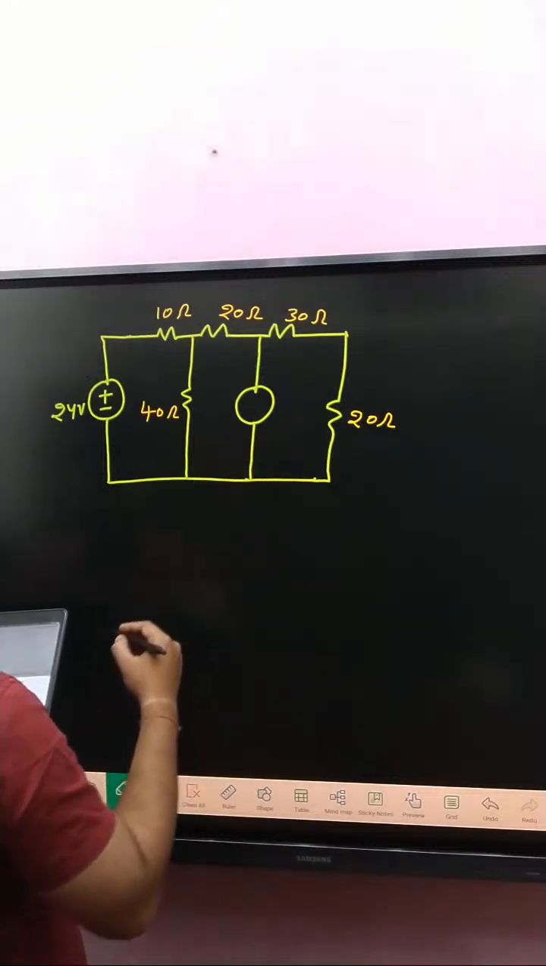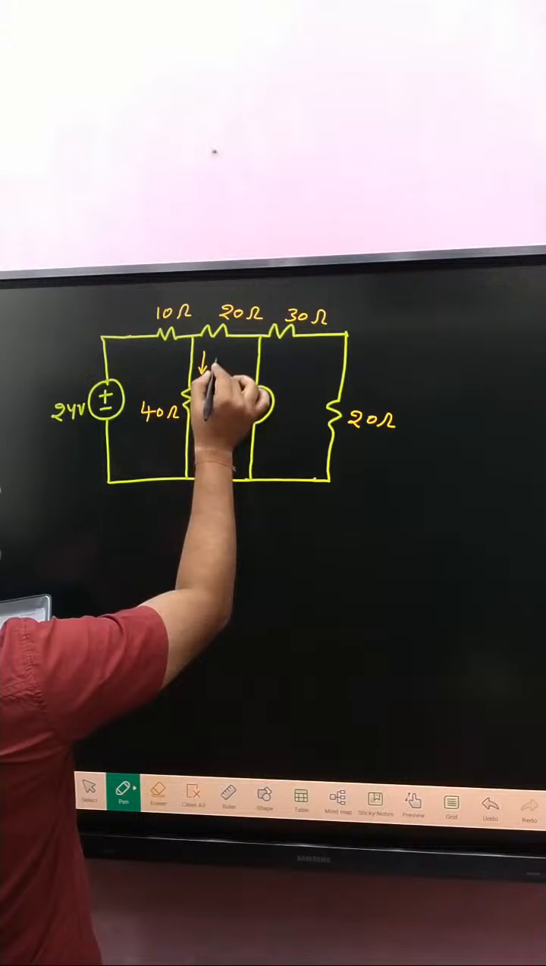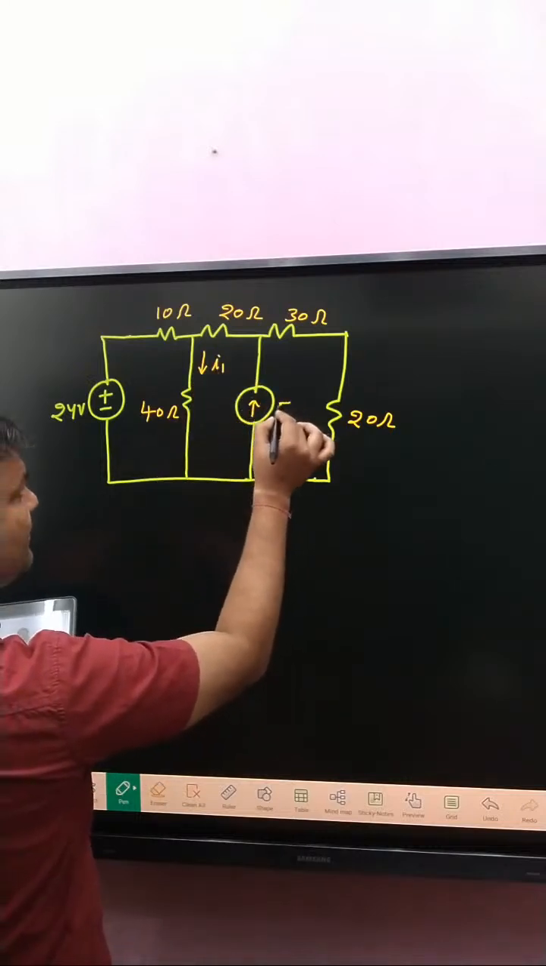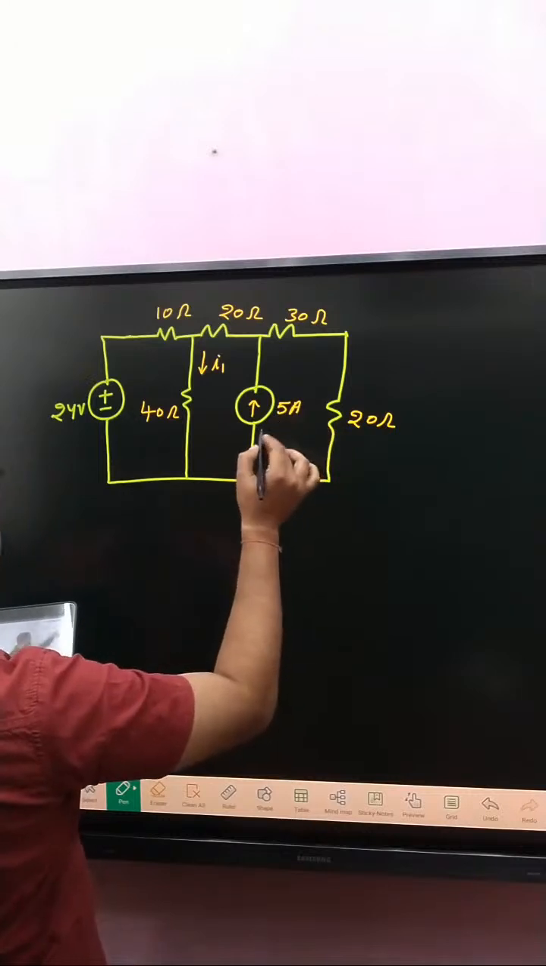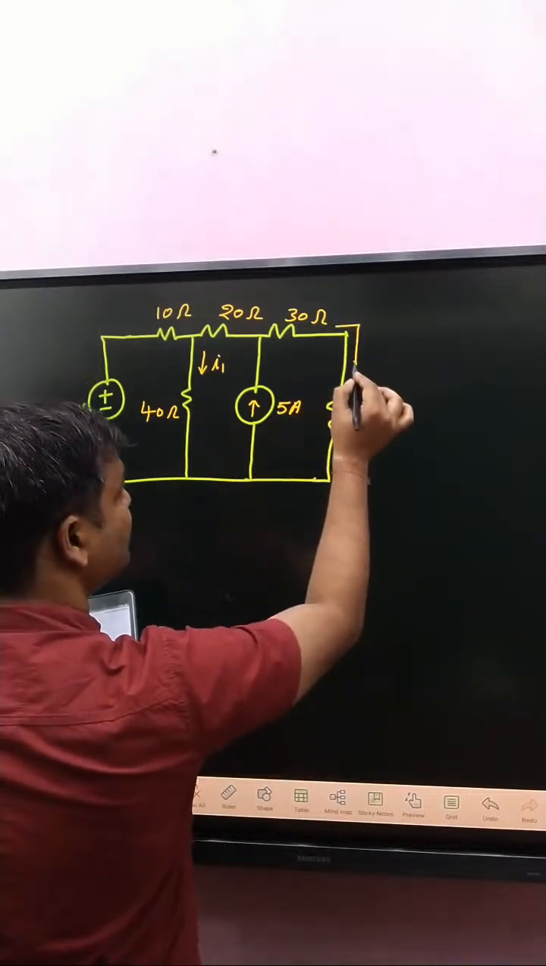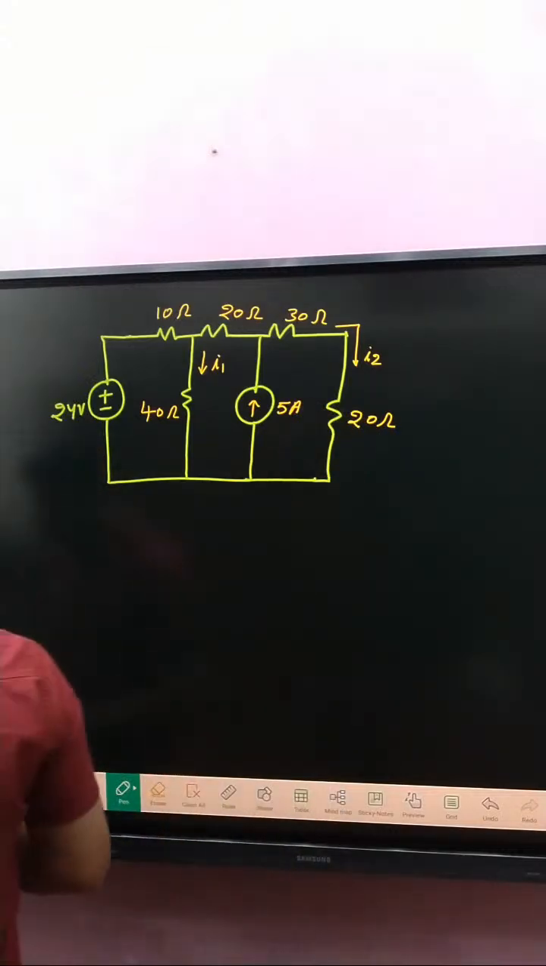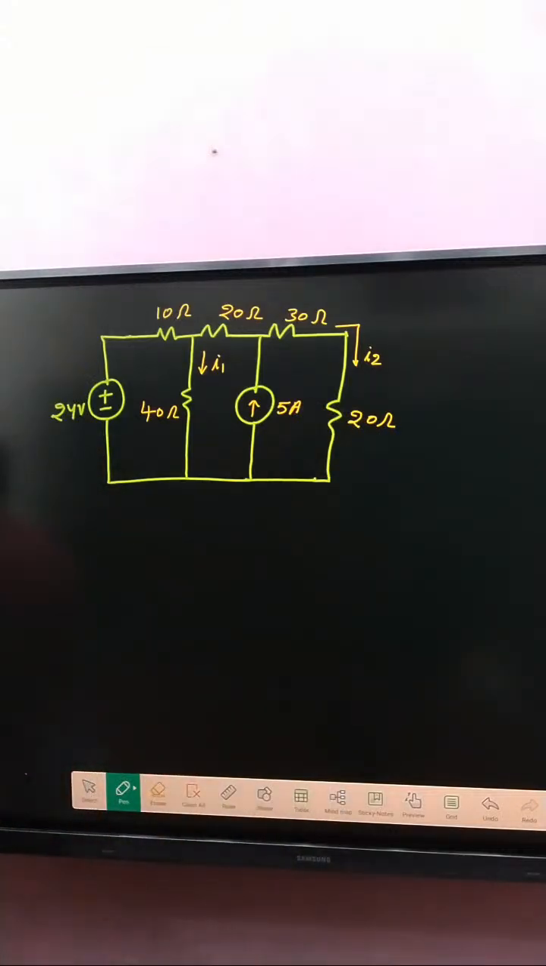Our motto is to determine I1, and that one is 5 ampere, and that one is I2. Okay. Our motto is to determine I1 and I2 with the help of nodal analysis.